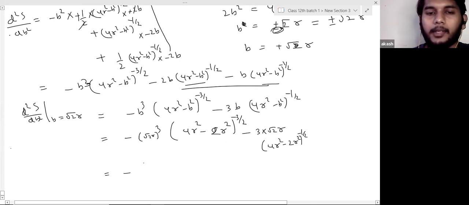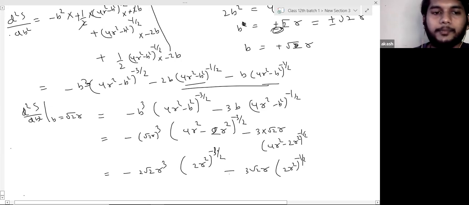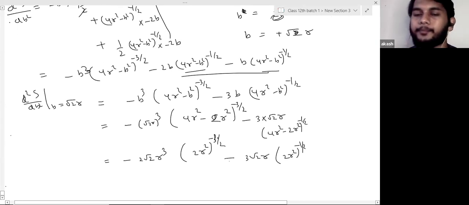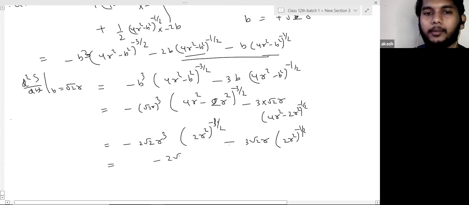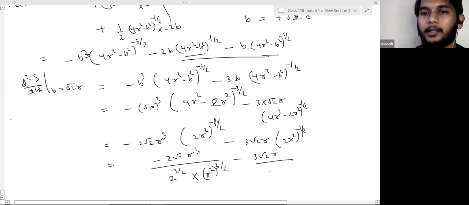So I can write 2 root 2r cube, (2r square) to the power minus 3 by 2, minus 3 root 2r into (2r square) to the power minus 1 by 2. Yes or no, everyone? Yes, sir. All right. So you can take the negative quantities in the denominator, 2 root 2r, for simplification, or you can just multiply again, but let's do this. So this is 2 to the power 3 by 2 into r square to the power 3 by 2, minus 3 root 2r upon 2 to the power half into r square to the power half. So this thing is cancelled.